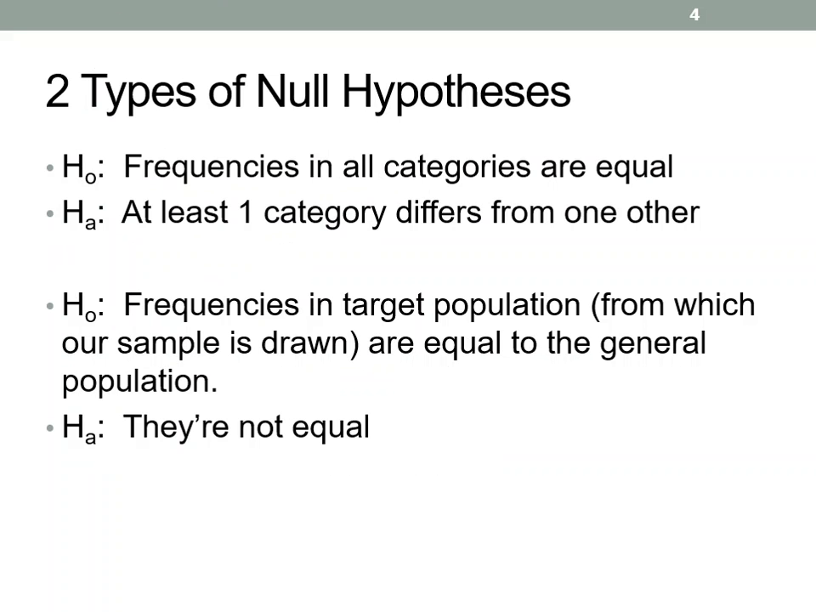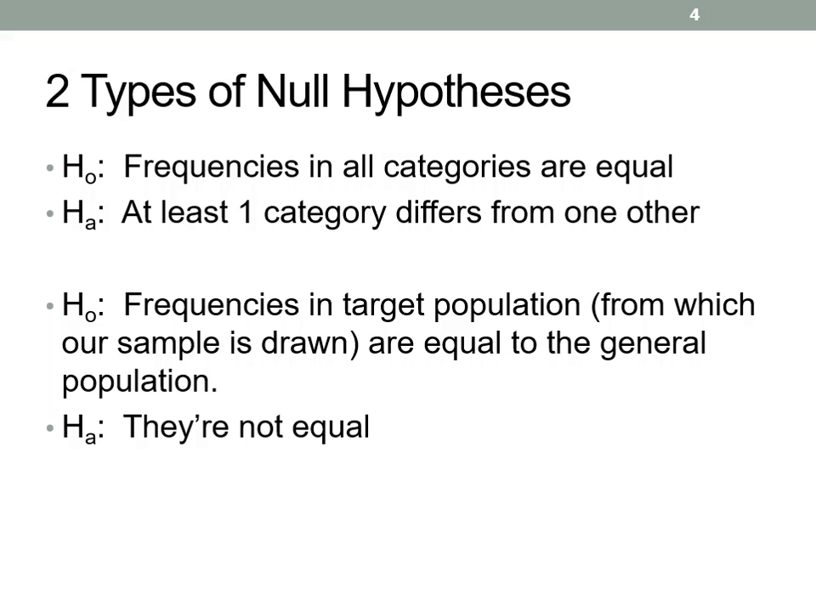For chi-square goodness of fit, we have two types of null hypotheses. We have the first, which is when no information is given in a statement. So we assume that all the frequencies are going to be equal. So all expected frequencies will be equal. The alternative is at least one category differs from the other. It's not going to be all, because we don't need all to be different. We just need at least one.